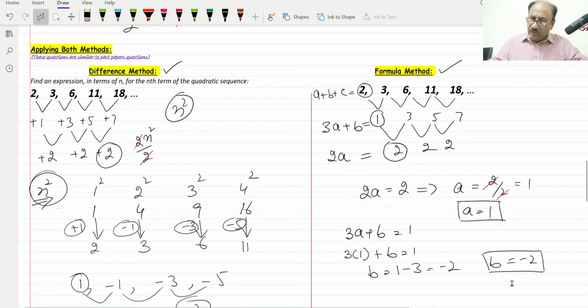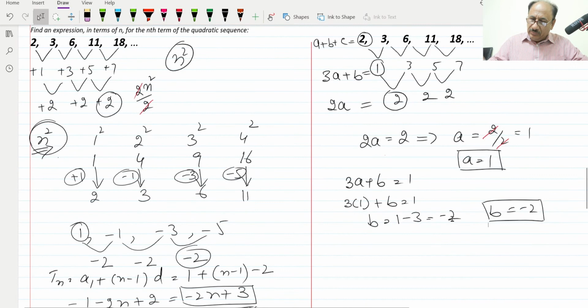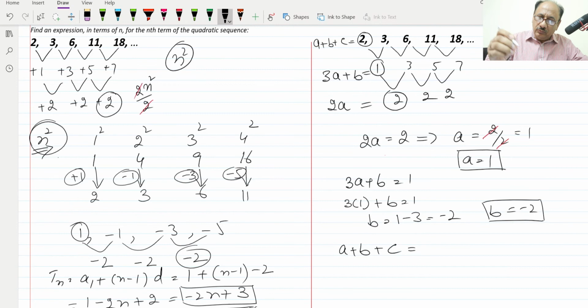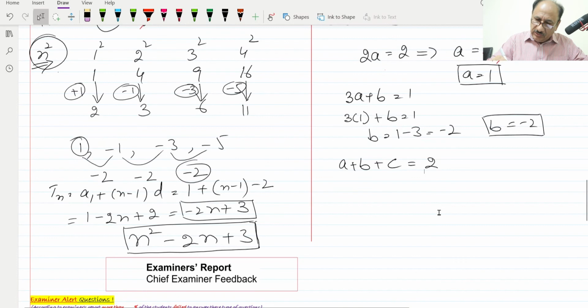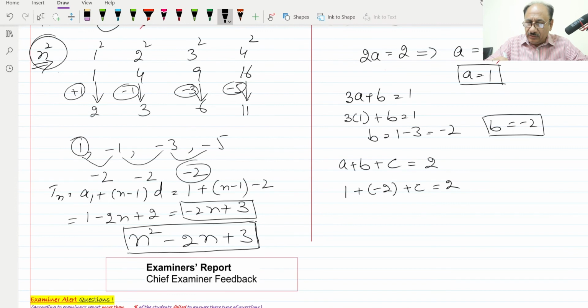After finding this b value, now we can solve a plus b plus c, and this is equal to the first term of the sequence, which is 2. Now we can replace these values a, b, c. So a is 1, so 1 plus b is minus 2, and plus c is equal to 2. We can write like this. Now we will be simplifying. This will be minus 1 plus c is equal to 2. So c is equal to 2 plus 1, which is equal to 3. So c value will be equal to 3.